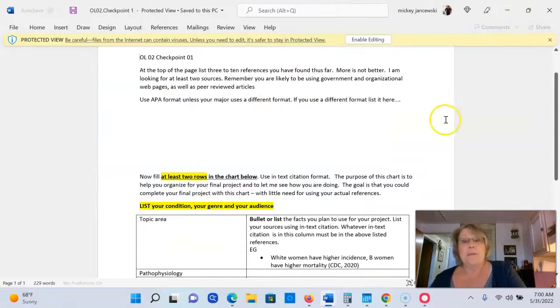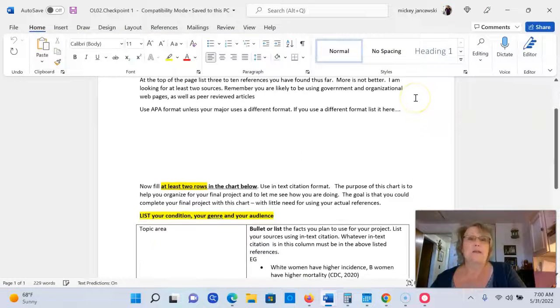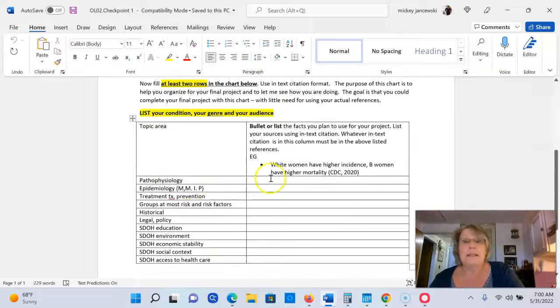It tells you to use APA format unless in your major you use something else. If your major uses MLA or Chicago, just post that and I'll score you and give you feedback based on that format. If you say nothing, then I'm assuming you're using APA, and I'll score and give you feedback based on APA format. So you need at least 2 of these rows filled out for your topic.